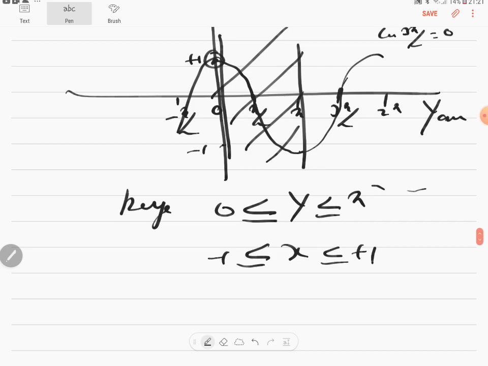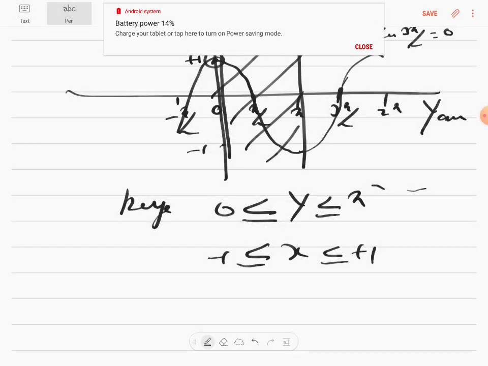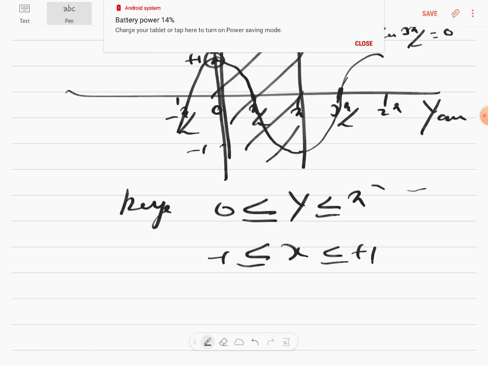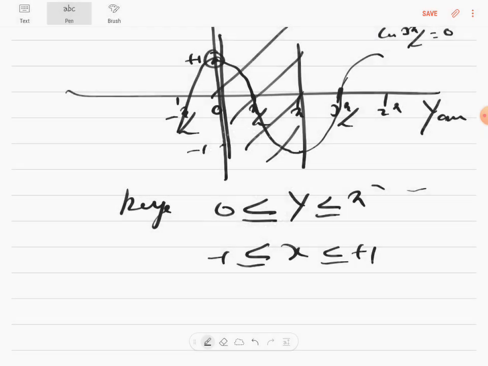I'll teach you the other graphs later, but let's be familiar with the sine graph and cos graph to start with. Next, I think we went on to do textbook sums. That's what we did next. So I'll just quickly recap the textbook sums that we did.